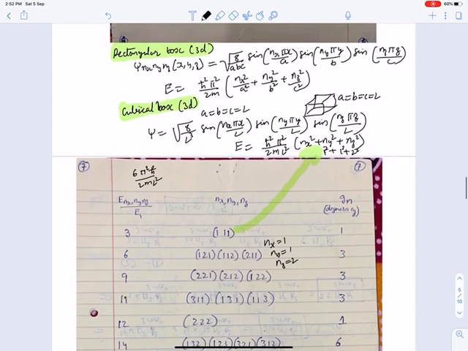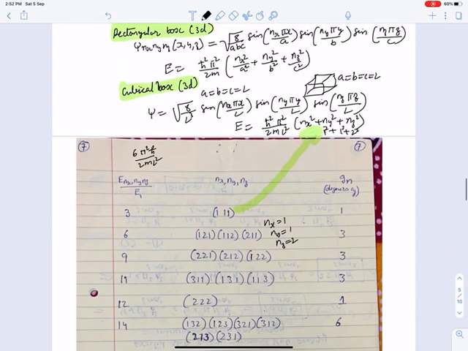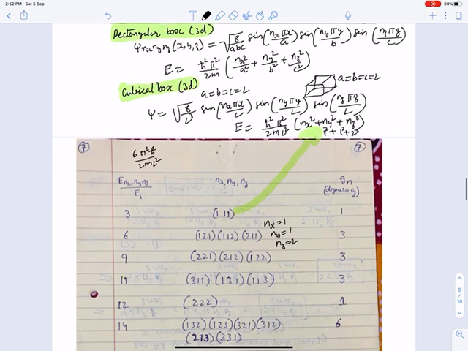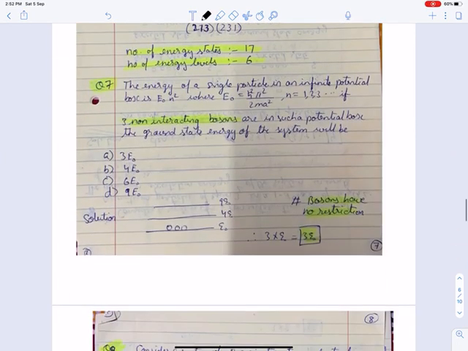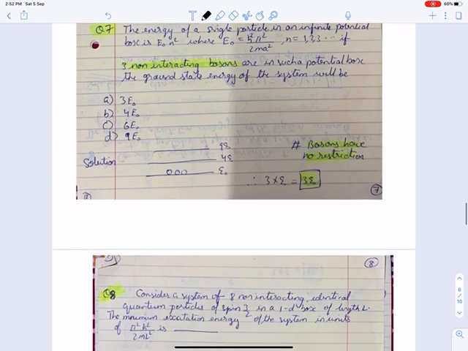It means this can be broken into 3 degenerate states. It means 3 eigenstates have the same value of energy. What I mean to say is, here is the space: n equal to 1 is non degenerate. There are 3 states which have the same value, n equal to 2.